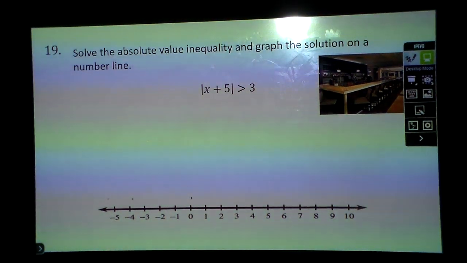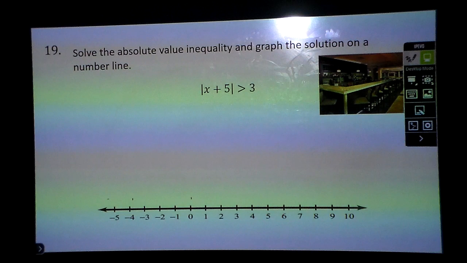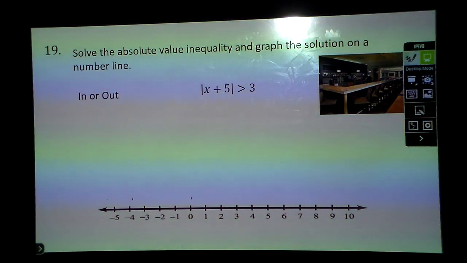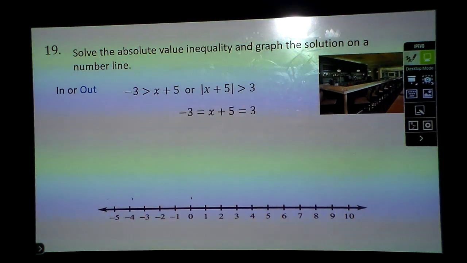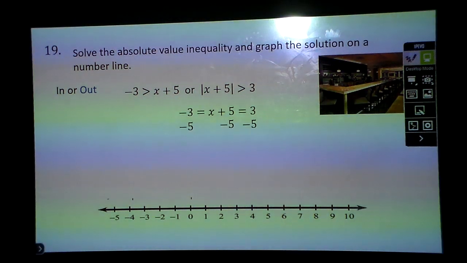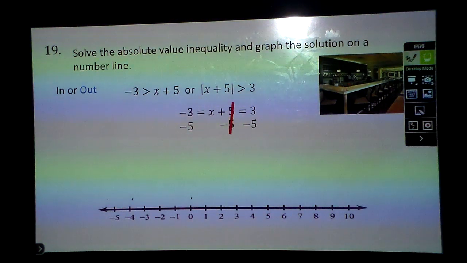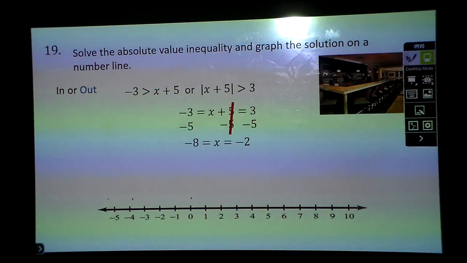Okay, so here we have the absolute value inequality and the graph of the solution on this number line. This time it's different. I'm looking for values larger than 3, which means they have to be larger than 3 or smaller than negative 3, so they're going to go out. So I'm going to rewrite the one there as negative 3 is the other value. I kind of pretend they're equals for a second and do the same thing. I add 5 to each side. So we have negative 8 and negative 2.